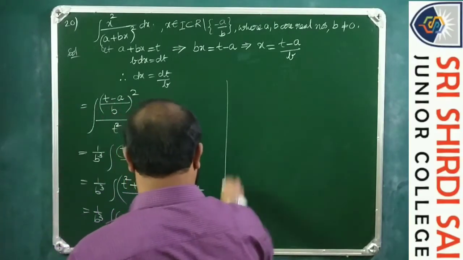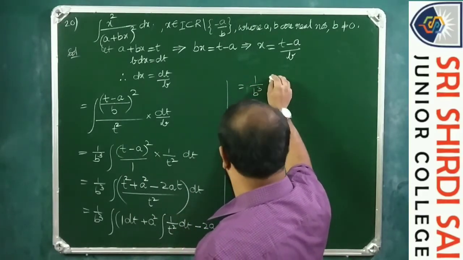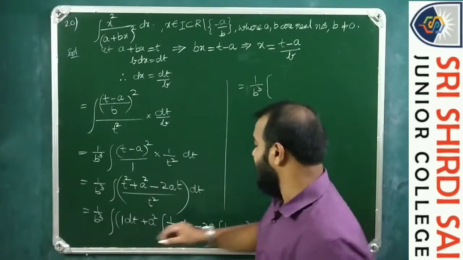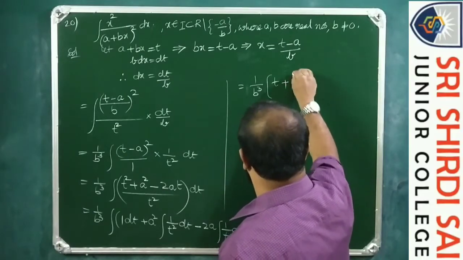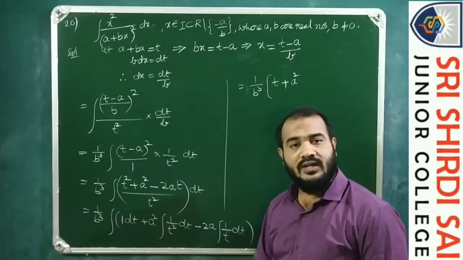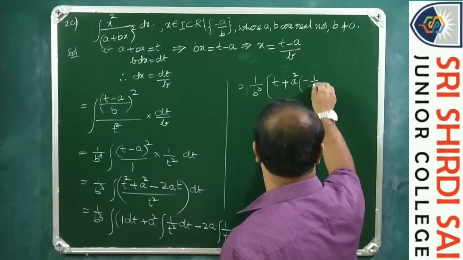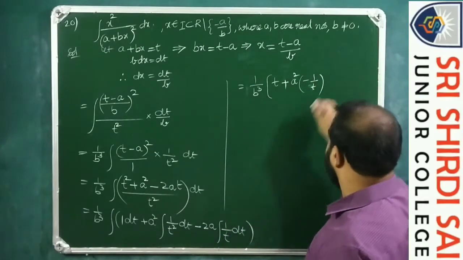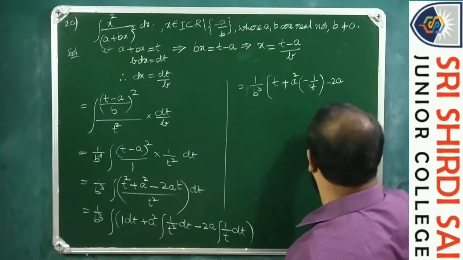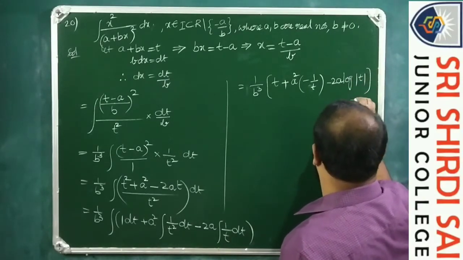So this is equals to 1 by b cube into integral 1 dt, integral 1 dx is x. So integral 1 dt is t plus a square, integral 1 by x square is minus 1 by x, integral 1 by t square dt is minus 1 by t. So this is minus 1 by t, minus 2a, integral 1 by x dx is log mod x. This is log modulus of t. So plus constant of integration c.